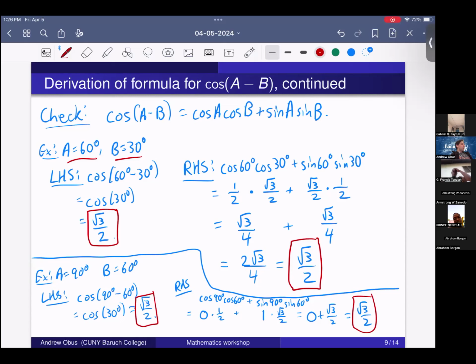Okay? So this is our nice formula for cosine of A minus B. And it's not the simplest formula, but it's the one that's actually correct. Whereas something that looks simpler, like cosine of A minus cosine of B, is actually incorrect. We showed by a counterexample that that cannot be correct. Okay? All right. Thank you, sir. You're welcome. Any other questions?